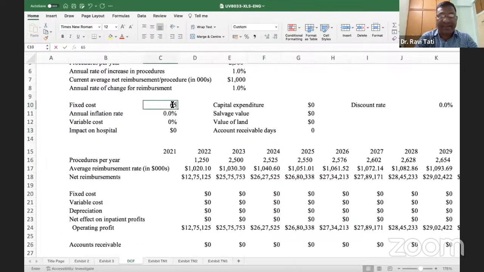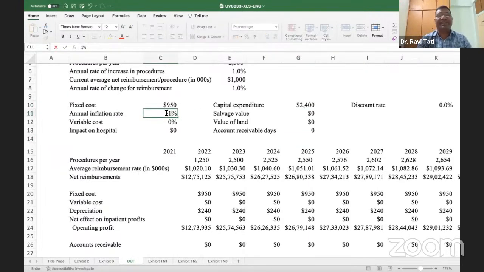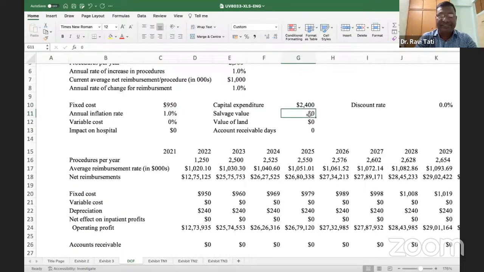Now, fixed costs are, let's say, 950. Capital expenditure, let's say 2,400. Annual inflation rate, let's say on an average, it is 1%. Salvage value, 7.5 million from the case. 750, I'll say. And variable cost also is given.